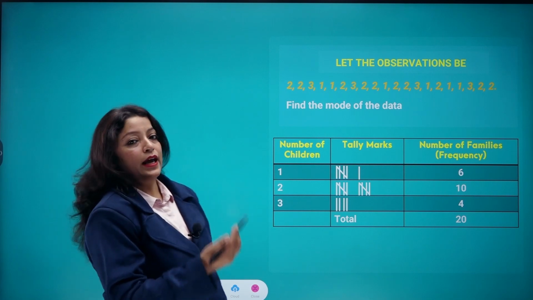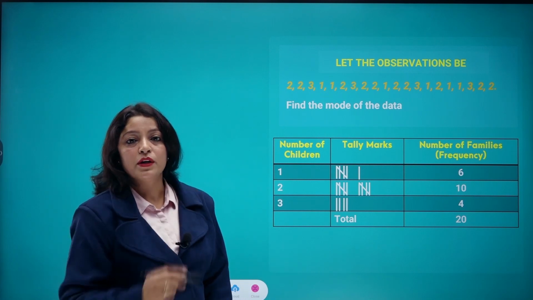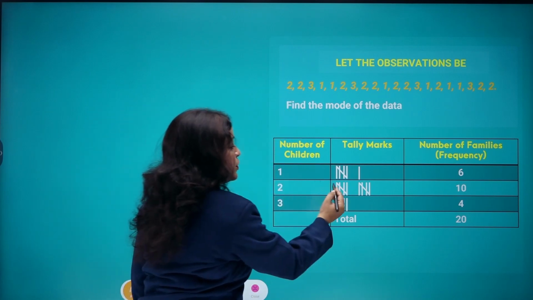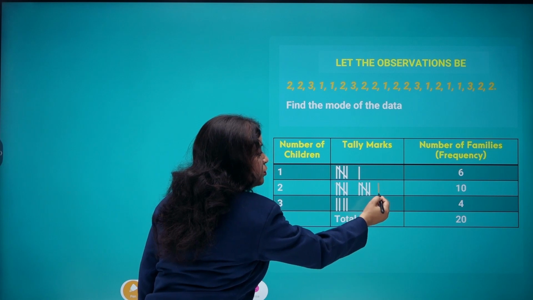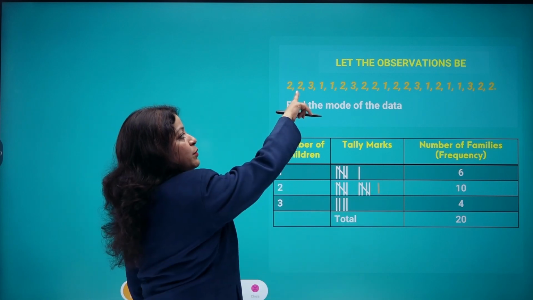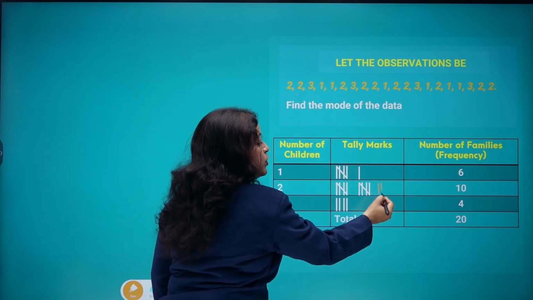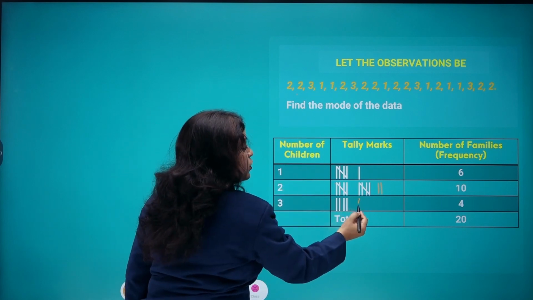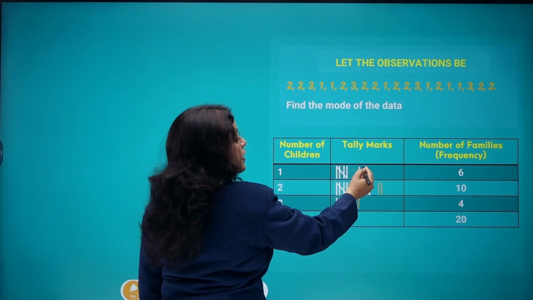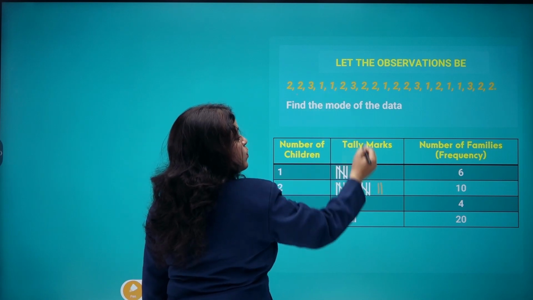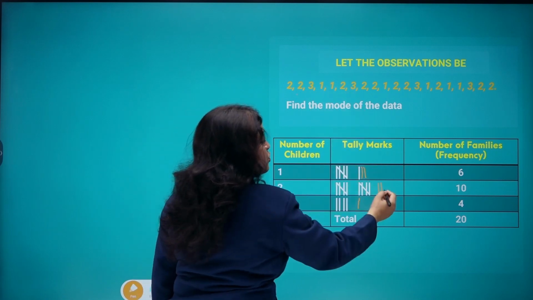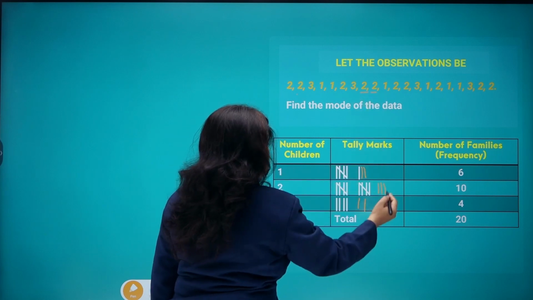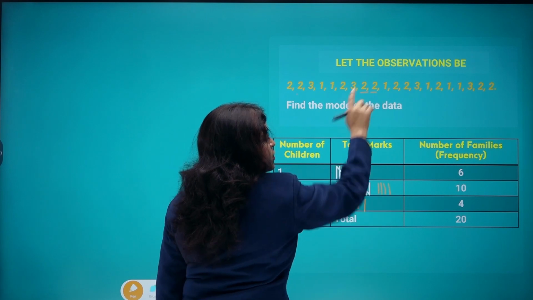Now here, for every number, we have to put a mark. Like, if it is number 2 first, then I have to put a mark for 2. Second, one more time 2 is repeated, so I will mark one more time 2 here. Next number in the series is 3, so I'll put a mark on 3. Then it is 1, I'll put a mark on 1. Again 1, then 2, then 3, then again 2 and 2, so one more time 2 is repeated.